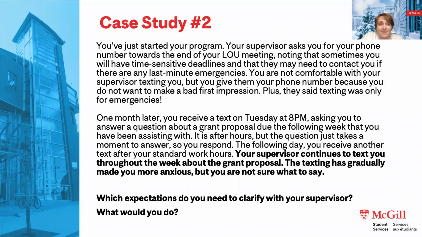One month later, you receive a text on Tuesday at 8 p.m. asking you to answer a question about a grant proposal due the following week that you have been assisting with. It is after hours, but the question just takes a moment to answer, so you respond. The following day, you receive another text after your standard work hours. Your supervisor continues to text you throughout the week about the grant proposal. The texting has gradually made you more anxious, but you're not sure what to say. So what expectations do you need to clarify with your supervisor, and what would you do in this situation?